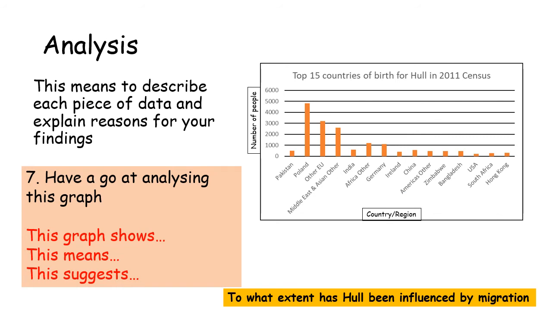Okay, so we've presented our results and now we come to the analysis. So this is describing each piece of data and explaining reasons for your findings. You can see that I've included one of the sources on this slide. So have a go at analysing the graph. You'll see this task on your worksheet and you've got some sentence starters to help you, remembering to link back to our original question about Hull being influenced by migration.